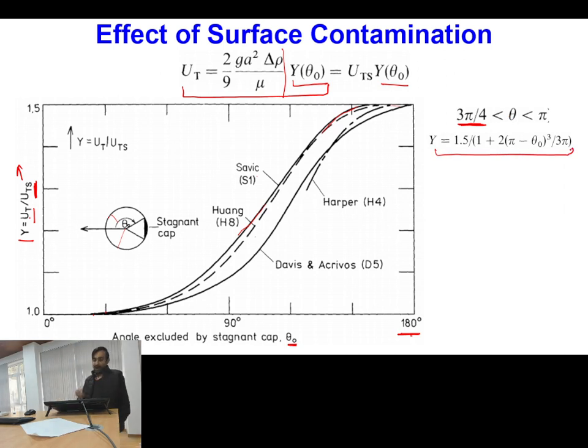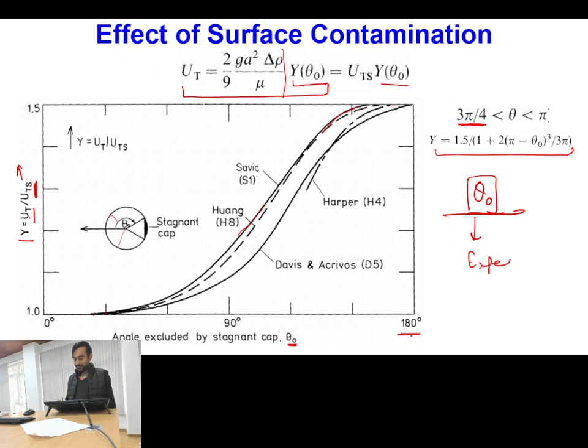And how did Savic obtain the value of theta naught? Savic performed some experiments, and from these experiments they tried to capture the circulations within the particle. In the portion of the particle where they were not able to see the circulations, using image analysis they found the value of theta naught. So theta naught values are calculated experimentally.